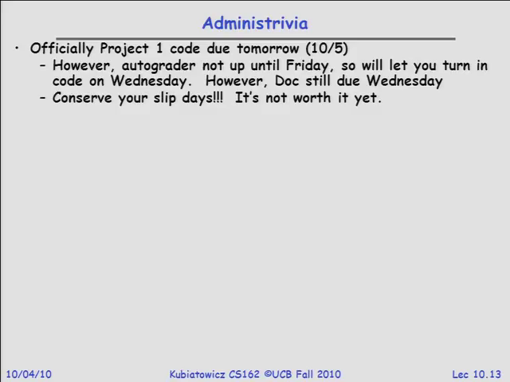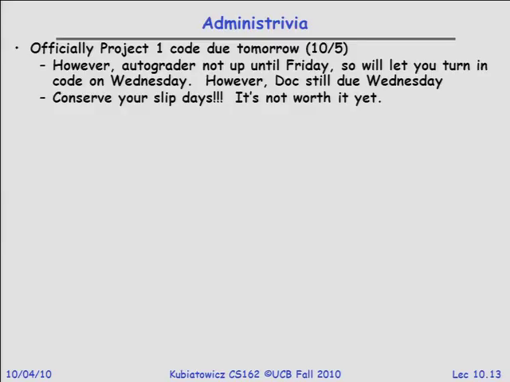Are people okay with that? Sorry about the autograder. We'll make sure that it comes up earlier next time. Okay? Don't use slip days. That would mean don't turn it in on Thursday. Okay, I would hope you don't do that. I mean, you're welcome to, but that would be a bad use of a slip day. Okay, I'm giving you a free slip day, kind of. Okay.